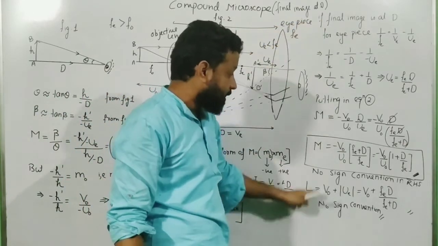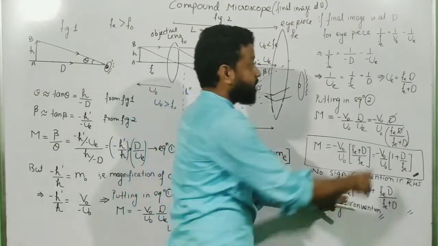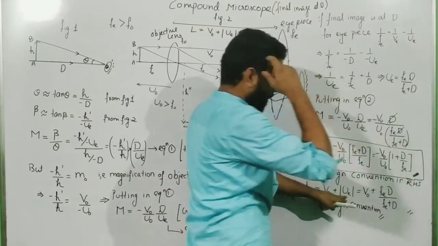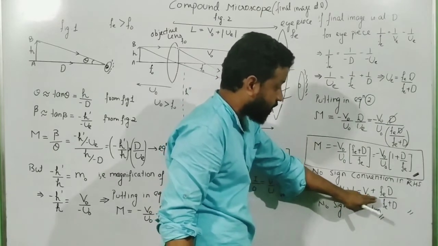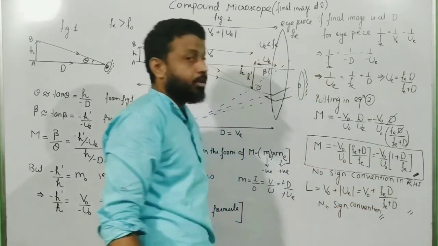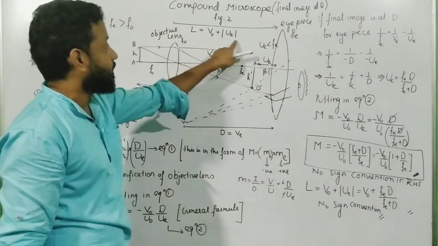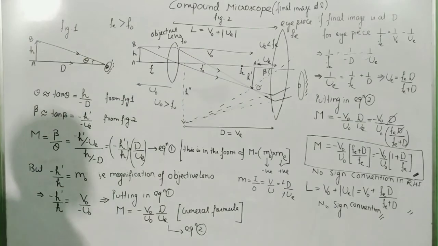If for final image at D, my UE, as we have found earlier, is FE D by FE plus D. So we will put here V naught plus FE D by FE plus D. No sign convention. This becomes the length of the tube for image at D, and this is the general formula. Okay, please take a note.